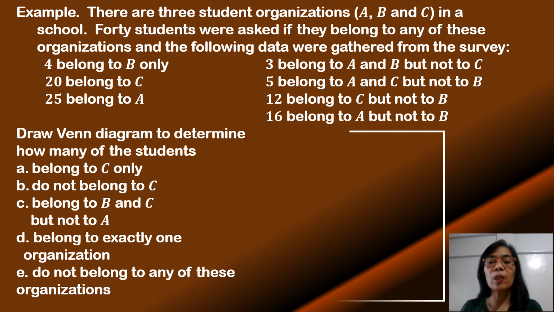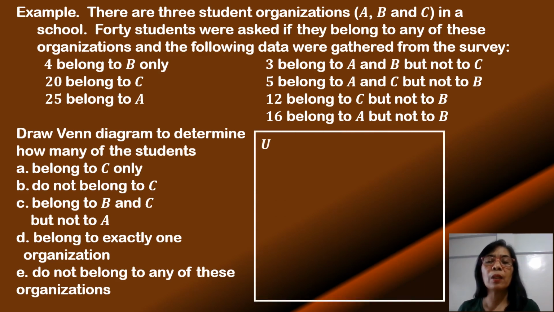So we start with drawing the Venn diagram. We have here the rectangle representing the universal set, and let us try to find out if the three sets are intersecting. So we have here a statement that there are students who belong to A and B. That means sets A and B are intersecting. A and C are also intersecting.